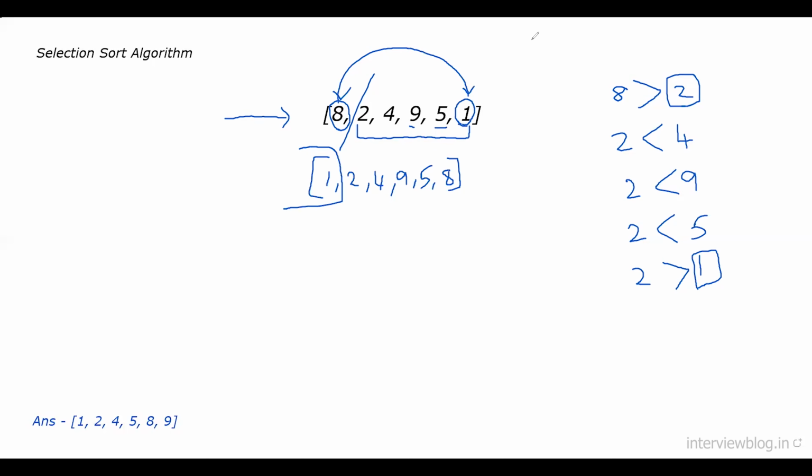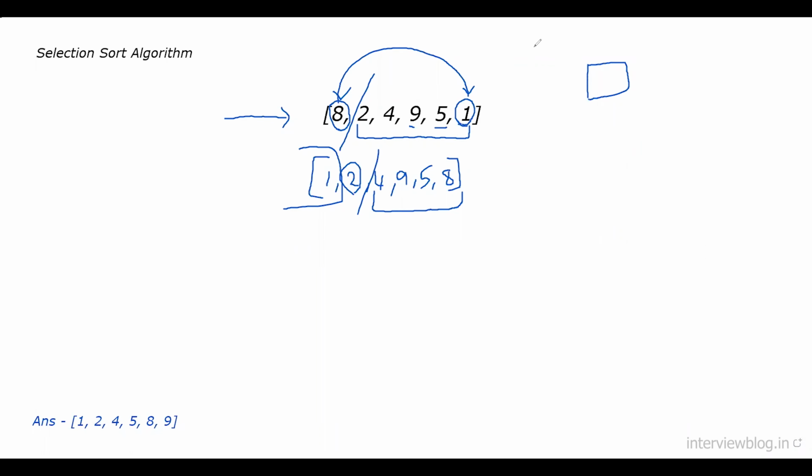So now I'll pick this element 2 and I'll be checking the remaining part of this array. And now my current element is 2. I'll be checking if there is any element that is present in the remaining part of the array which is smaller than the current element. So my smallest element is now 2. I'll compare 2 with this 4 now. Since 4 is greater than 2, I'll compare the smallest element which is 2 with 9.